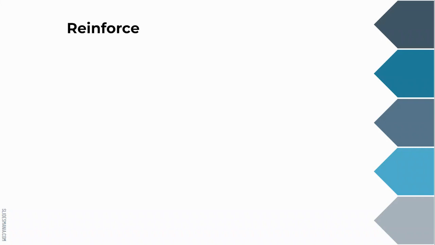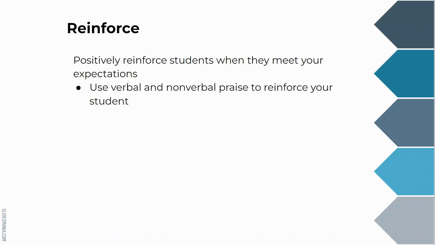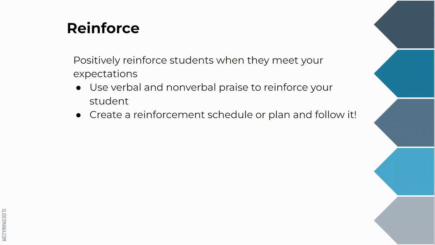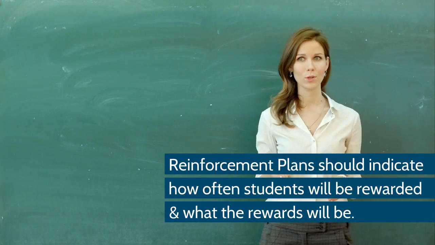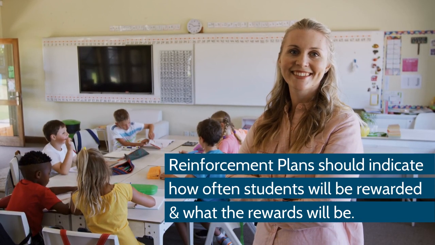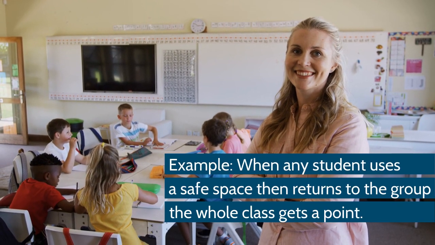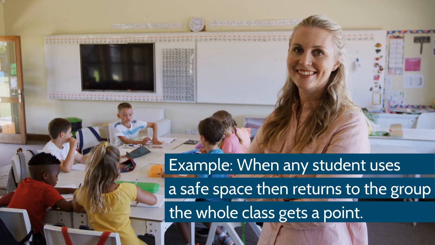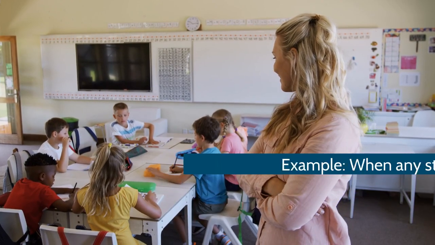The next step is to reinforce. Positively reinforce students when they meet your expectations. Use verbal and nonverbal praise to reinforce the students. Create a reinforcement plan or schedule, then follow it. Your classroom-wide reinforcement plan should indicate how often students will be rewarded and what the rewards will be. You can let your class know that when they use the safe space, then return to the class activity without causing any interruption, they can receive an incentive such as points or tangibles.